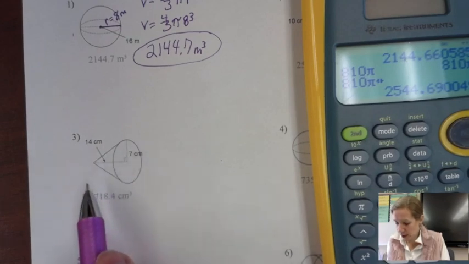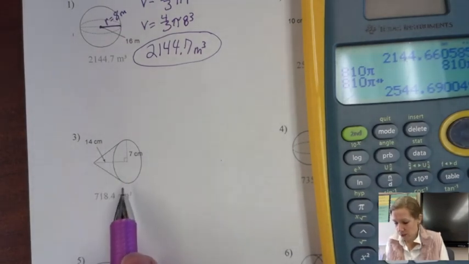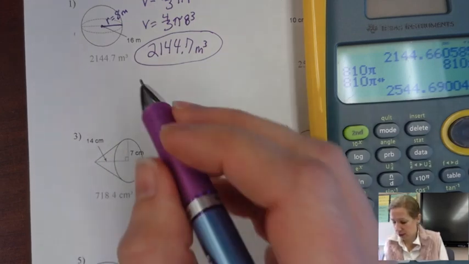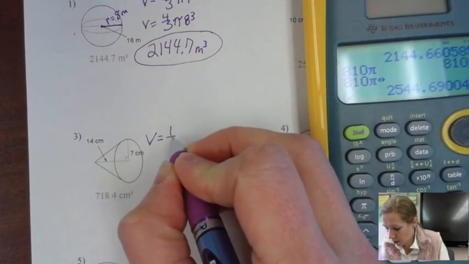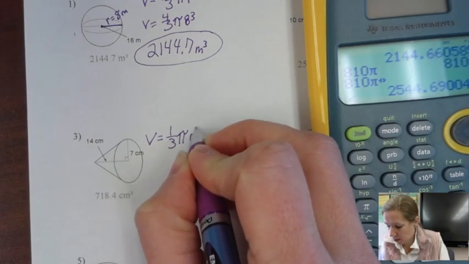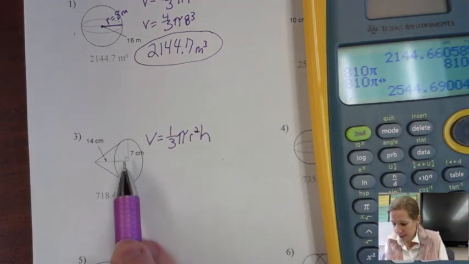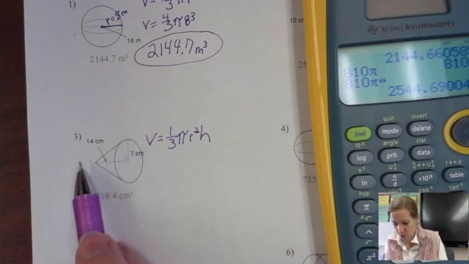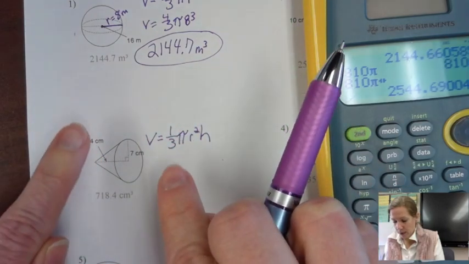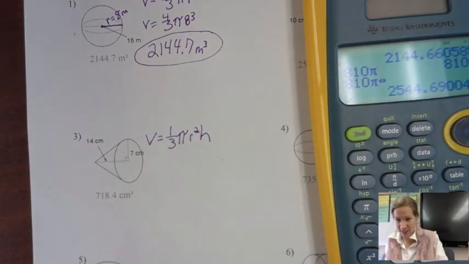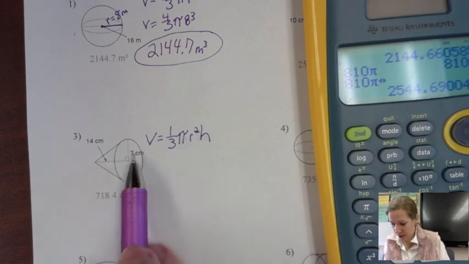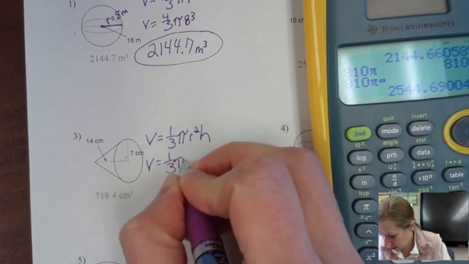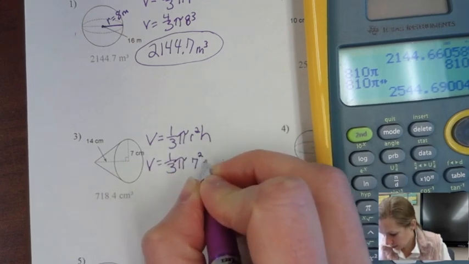When it comes to a cone, remember a cone is 1/3 of the volume of a cylinder with the same dimensions. So volume of a cone is 1/3 pi r squared times height. Now in this case, the r and the h, the height, you might mix those up because this cone is laying on its side. So remember in your head to flip it so that it's standing up, and you can see that 14 is actually the height and 7 is the radius. So V equals 1/3 pi times 7 squared times 14.